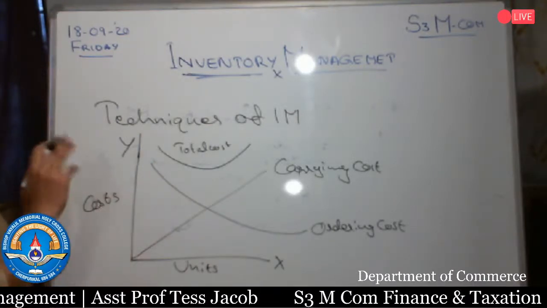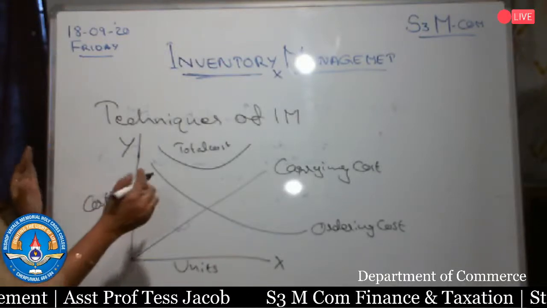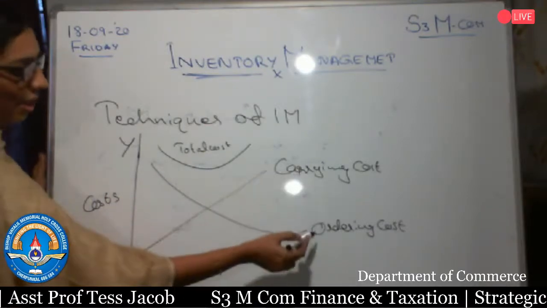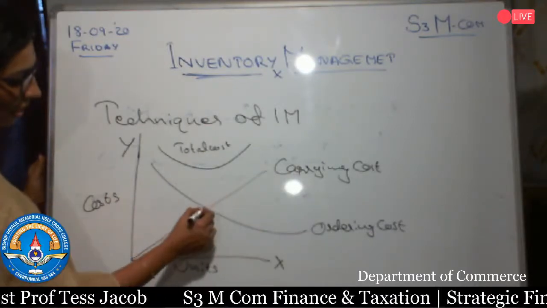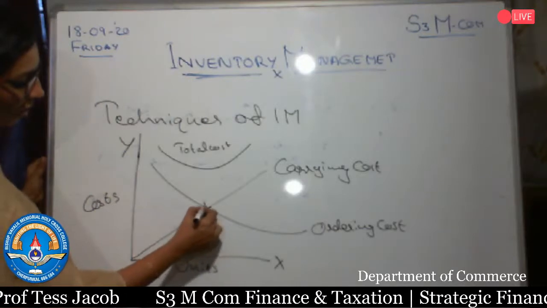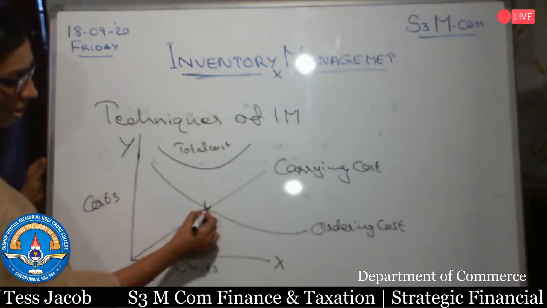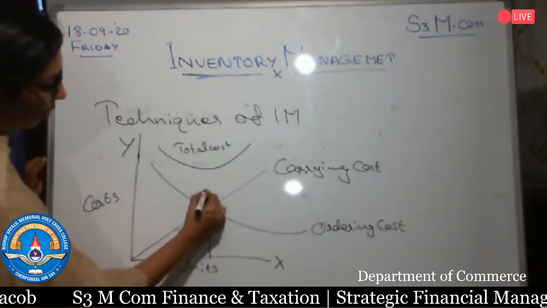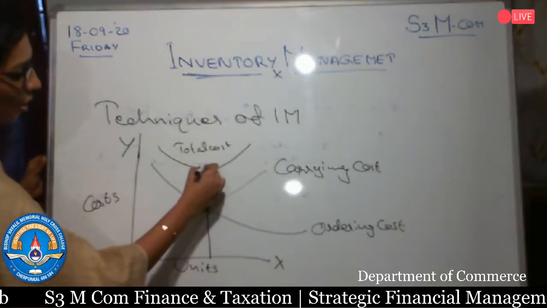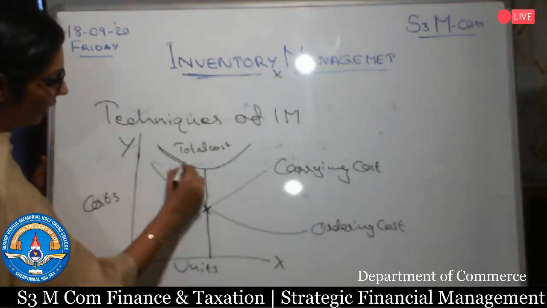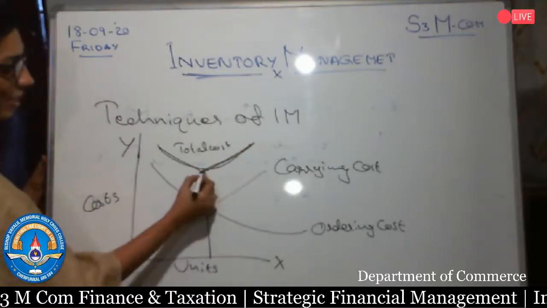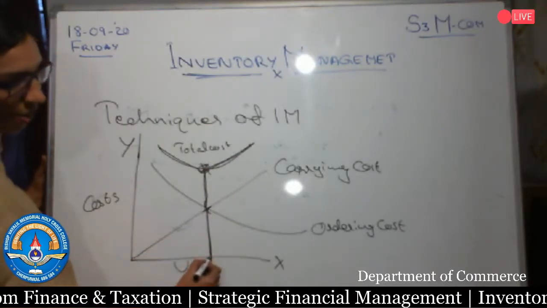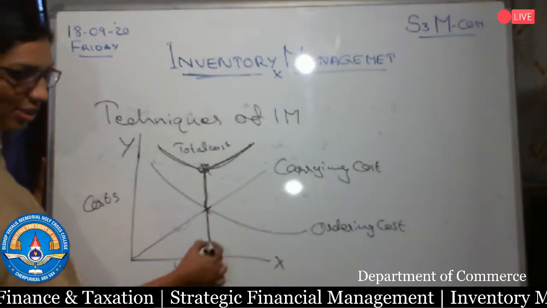We already discussed that economic ordering quantity is the trade-off between carrying cost and ordering cost. At this point, ordering cost and carrying cost will be equal. So this is the EOQ level, and this line goes up to the total cost. The total cost will also be very low at this point. So this is the EOQ quantity, economic ordering quantity for this organization.